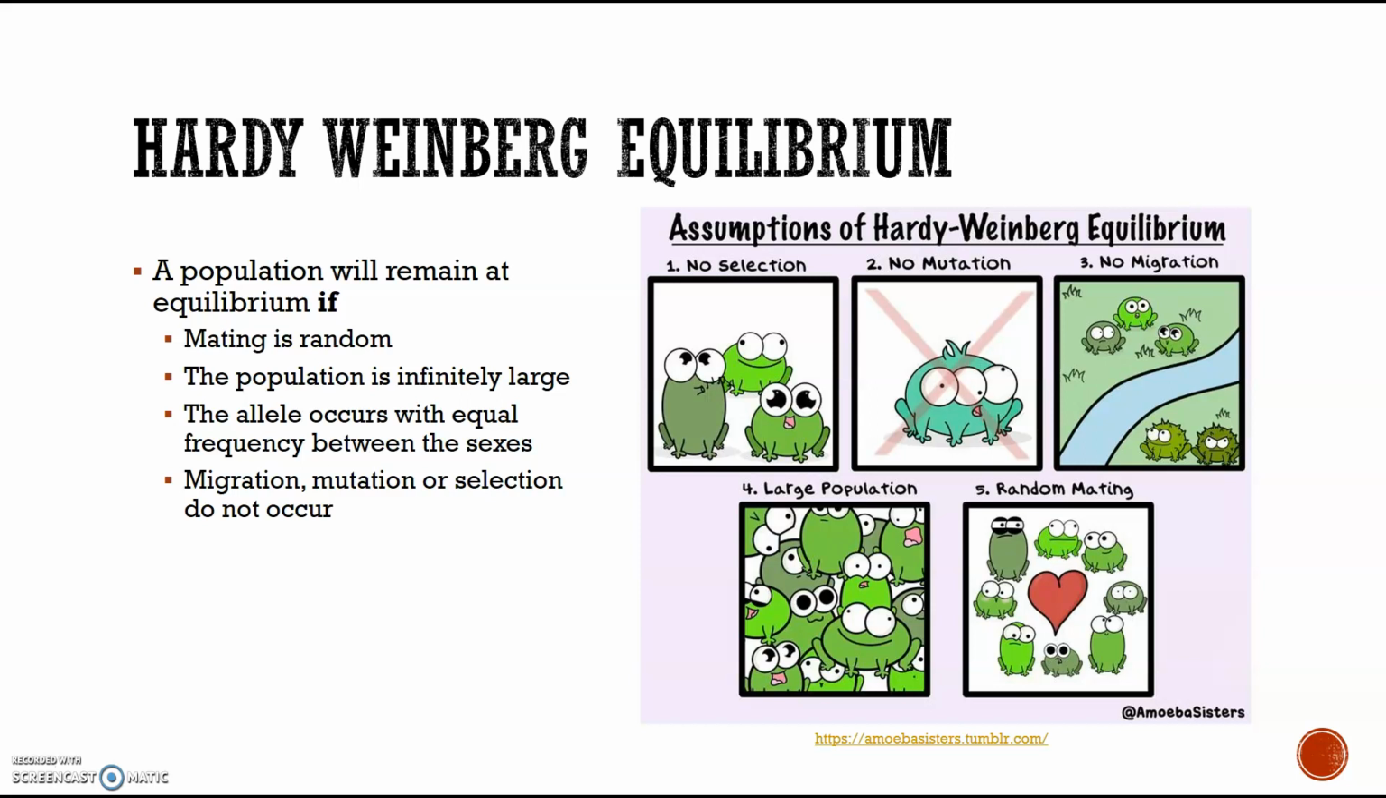Migration, mutation, or selection don't occur. Right? So there's no individuals moving in and out of the population, bringing genes in and out. There are no new versions of the gene showing up through mutation, and there's no selection pressure on particular genes.